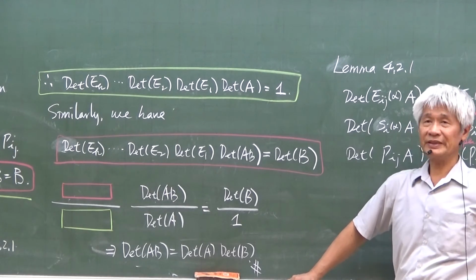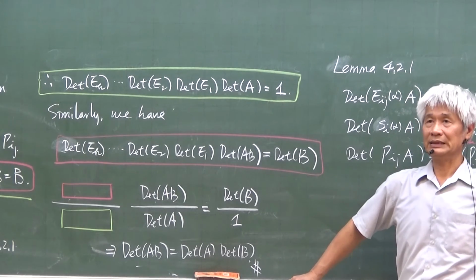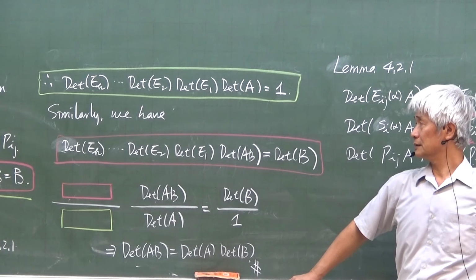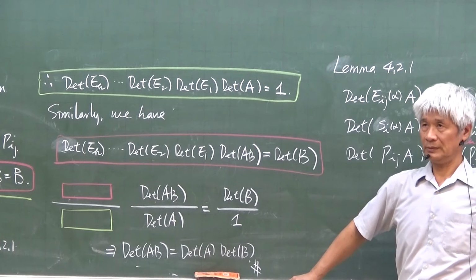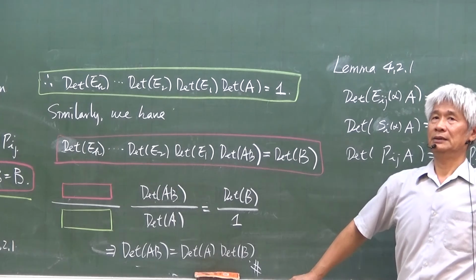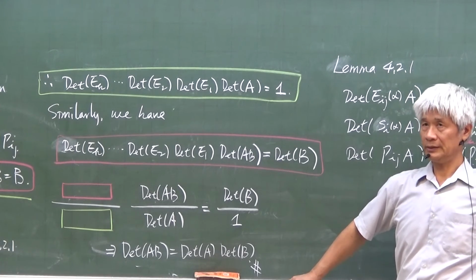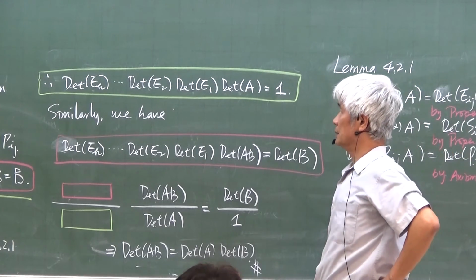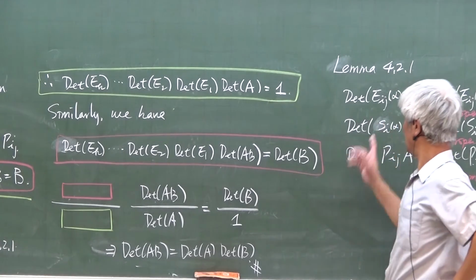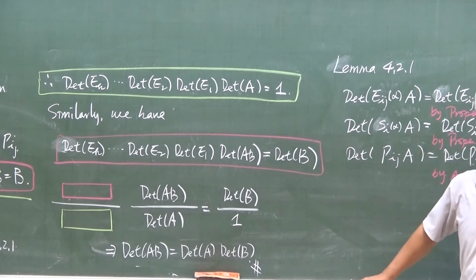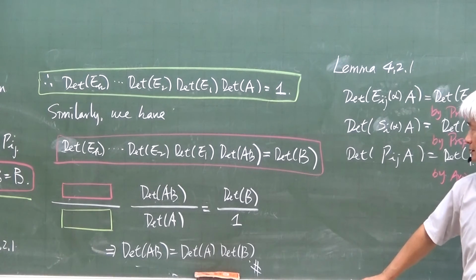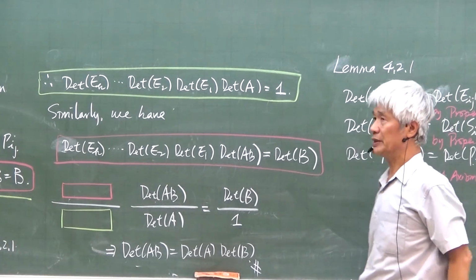So it turns out the proof is very easy, right? At first, it looks hard, but when we apply the row operations, it becomes easy. Questions?